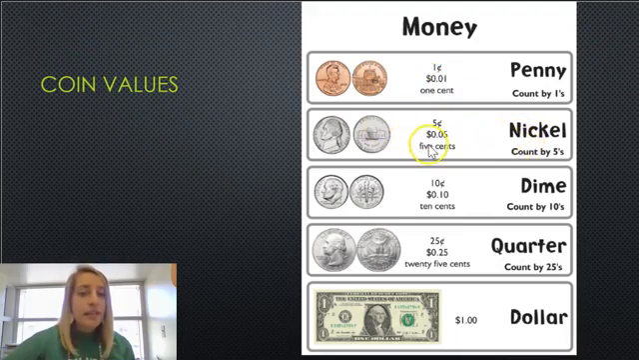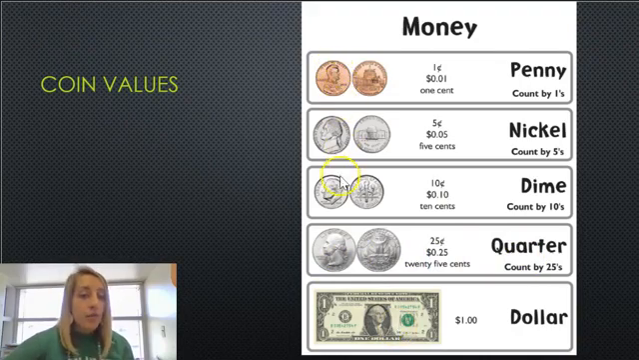The nickel is worth 5 cents. Make sure you write this down. The dime is worth 10 cents. A quarter is worth 25 cents. And the dollar bill is worth $1.